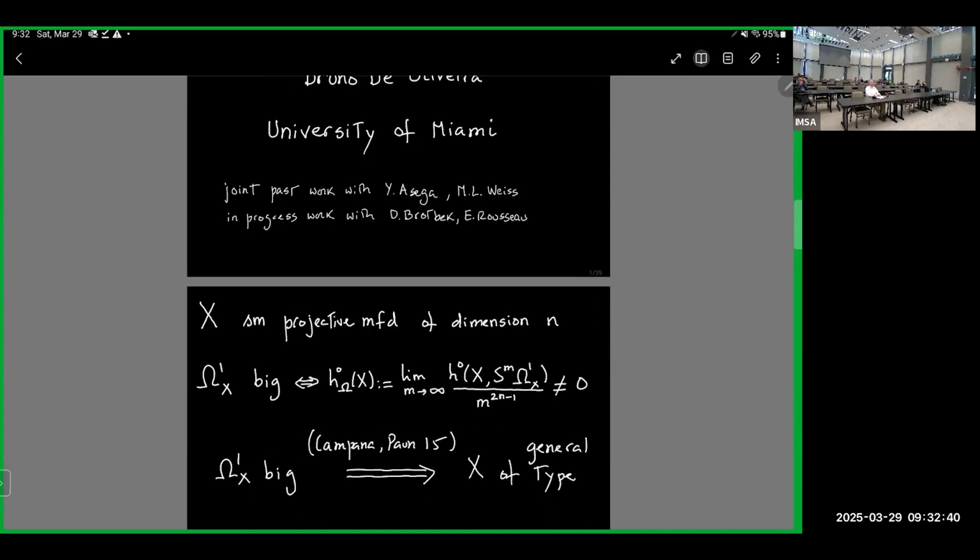This work of Campana and Paun shows that big cotangent bundle implies the variety is of general type. Of course, for surfaces it is known a long time ago. It could be described as a classification argument. So we know the types of surfaces and we could analyze them and show that the big cotangent bundle implies that the surface is of general type.